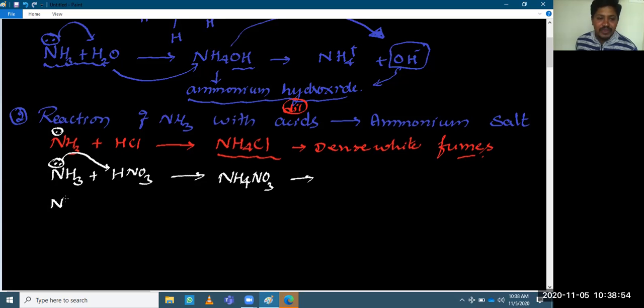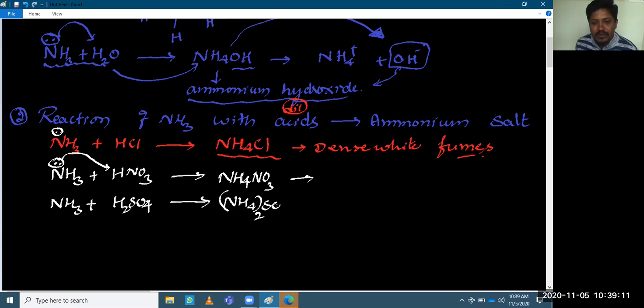In the same way, when NH3 reacts with H2SO4, sulfuric acid, we get ammonium sulfate, (NH4)2SO4. These are the products you will get. So this is how ammonia reacts with other acids.